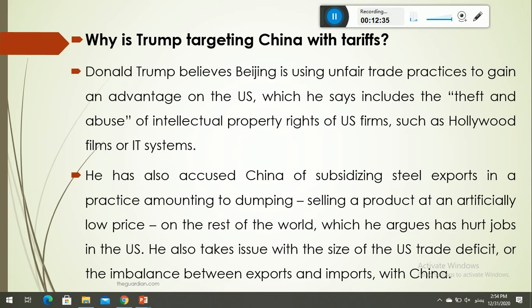jobs in the US. He also takes issue with the size of the US trade deficit, the imbalance between exports and imports from China. So they think that China is using this policy in other countries. So that's what the Chinese are doing.